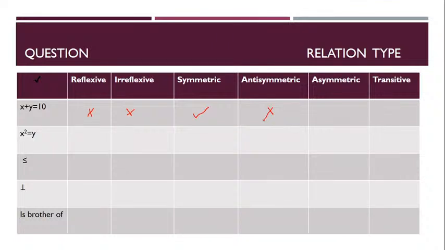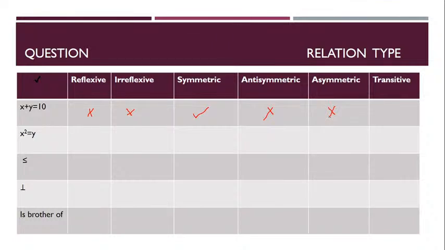And asymmetric, just because there is no bidirectional edge, asymmetric is also saying the same thing. That's why it is also not, because bidirectional edges are there. 2 8, 8 2, that is a bidirectional edge. 2 to 8, 8 to 2, so that is also not asymmetric.